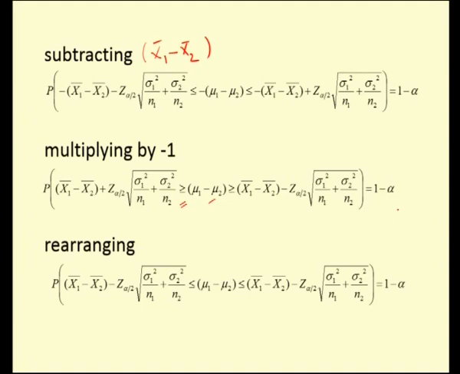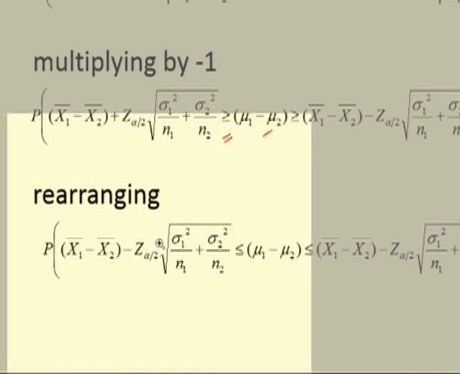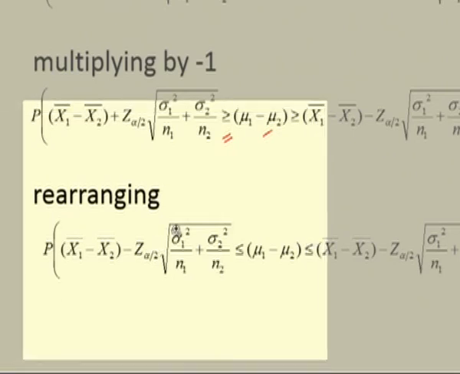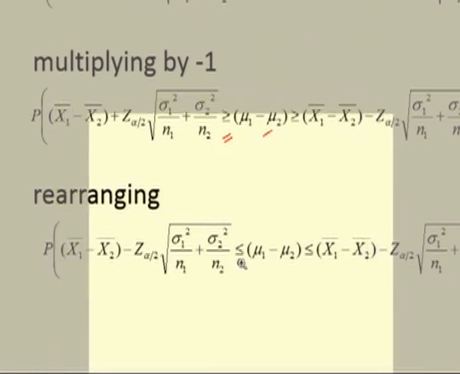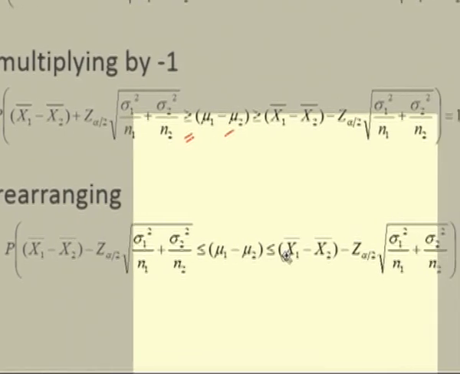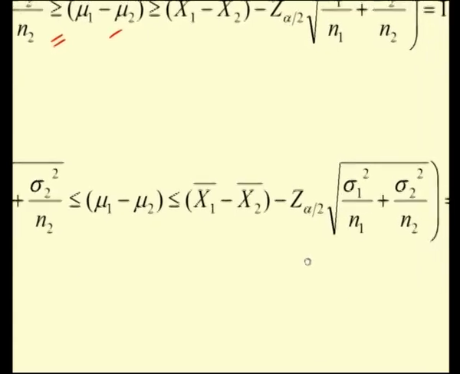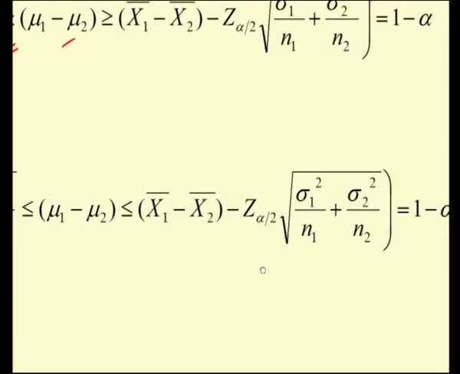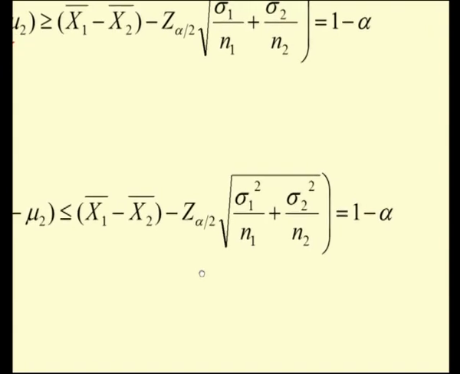Therefore, on rearranging the whole expression, you will get probability of x1 bar minus x2 bar minus z alpha by 2 into square root of sigma 1 squared by n1 plus sigma 2 squared by n2 will be less than or equal to mu1 minus mu2 less than or equal to x1 bar minus x2 bar plus z alpha by 2 into square root of sigma 1 squared by n1 plus sigma 2 squared by n2, which is equal to 1 minus alpha.